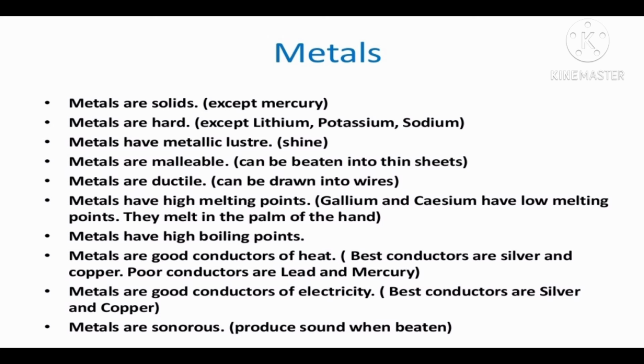And fortunately this is the property which we use for the conduction of electricity. Is it clear? Okay. Metals have high melting point. Gallium and cesium have low melting point. They melt in the palm of the hand. Dear students, this is something very interesting. You are able to see that metals have a very high melting point.